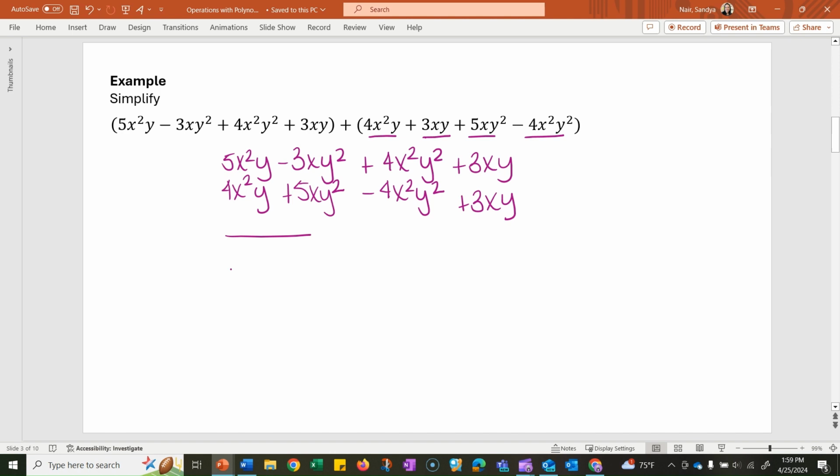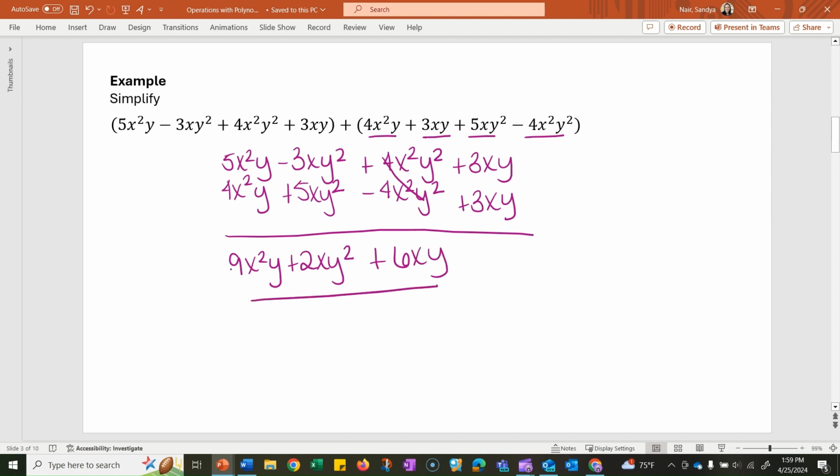Okay, so now that we've lined up all the like terms, when we add, we're going to combine the coefficients and keep the variables the same. So 5 plus 4 is going to give me 9x squared y, and then minus 3 plus 5 is going to give me plus 2xy squared. Plus 4 minus 4, well, that's going to make 0. So these terms are going to essentially cancel each other out. And then plus, I have 3 plus 3, so that's going to be 6xy. So this is now the fully simplified form of this expression.